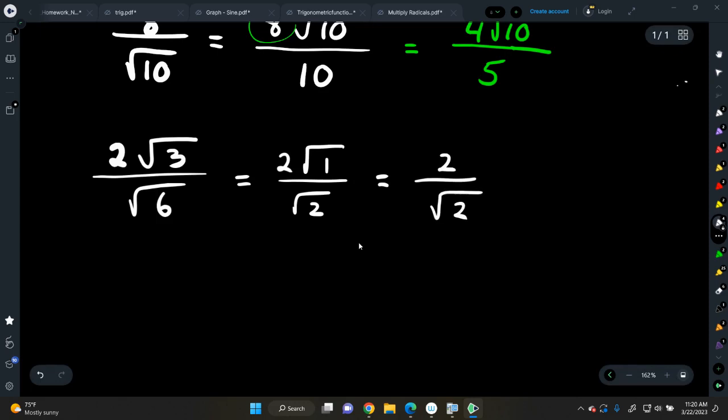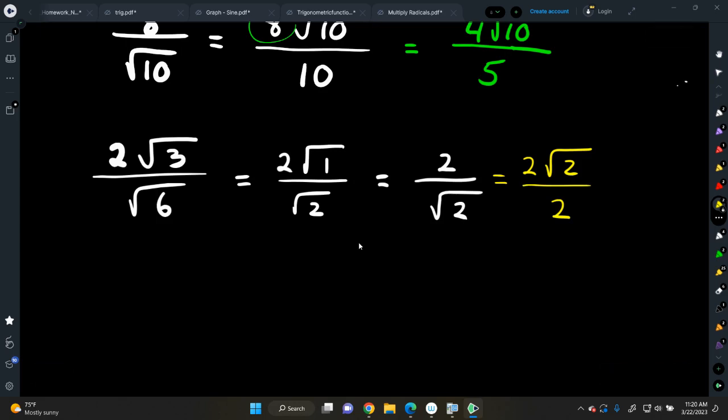Okay. So now I have to do my move and remove. Move. There's the move. And then remove. Okay. What can we do now? The 2's that are outside can reduce, leaving me with just the square root of 2. Okay.